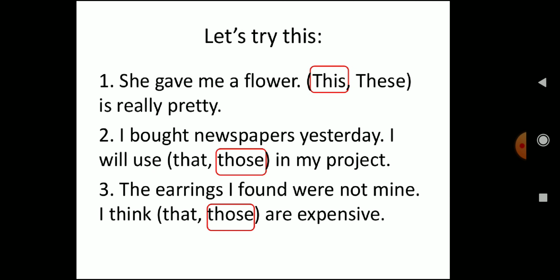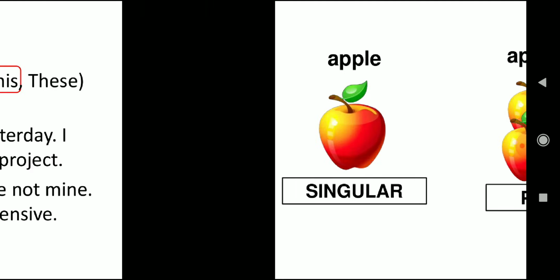Let's try this. She gave me a flower. This or these is really pretty. So over here we will use this or these. Obviously we will use this. I bought newspapers yesterday. I will use that in my project, or I will use those in my projects. Over here we are talking about newspapers, so we will use those. The earrings I found were not mine. I think that are expensive, or I think those are expensive. I think those are expensive.